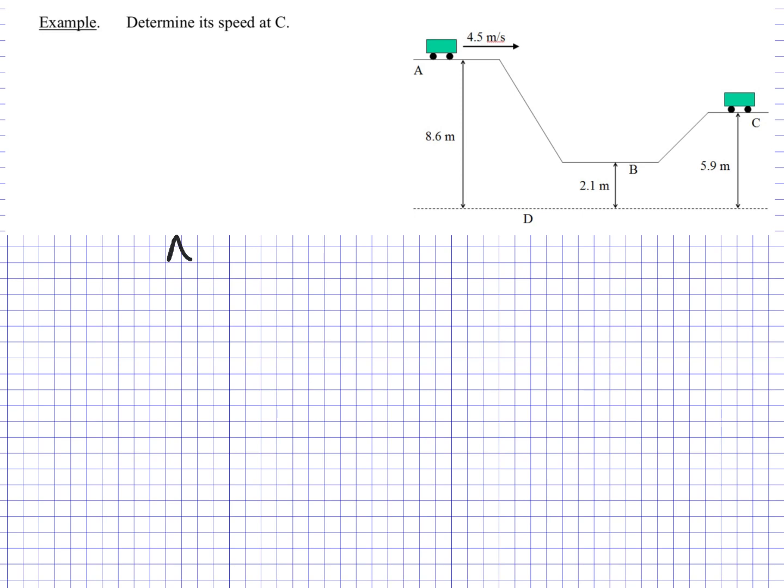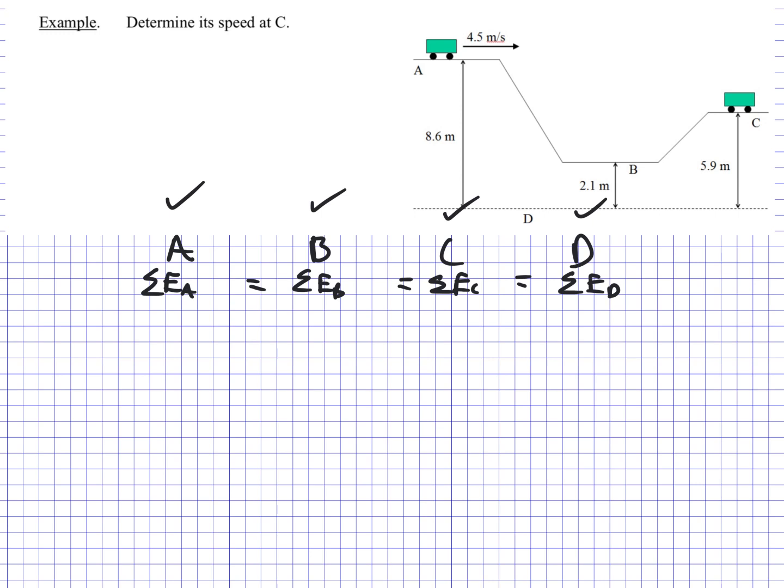So let's just say we have position A, position B, position C. Actually, we have position D as well. Let's just go ahead and do all of it. So the total energy of the system has to be the same for all 4 positions within this motion. So the sum of the mechanical energy at A is equal to the sum of the mechanical energy at B, which is equal to the sum at C, which is, you guessed it, the sum of the mechanical energy at D.